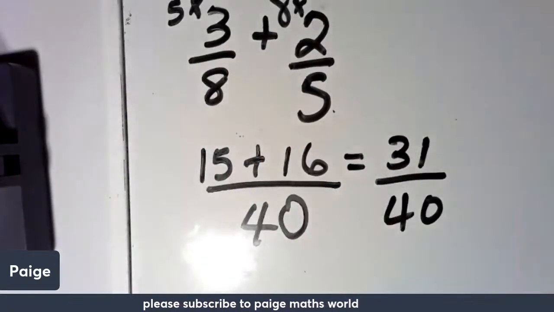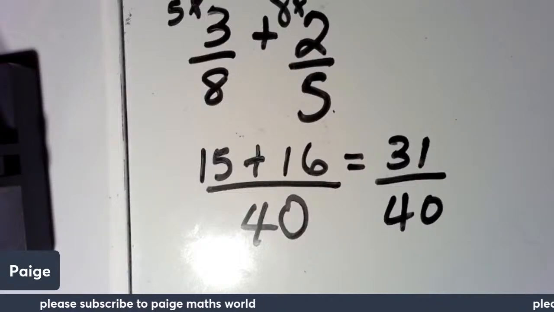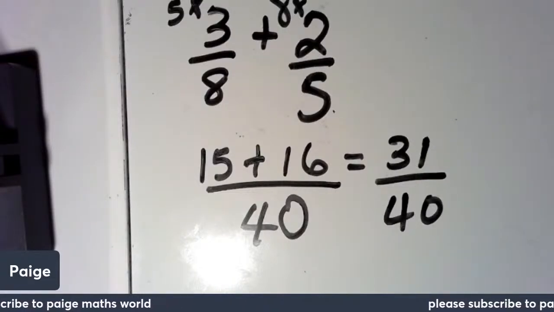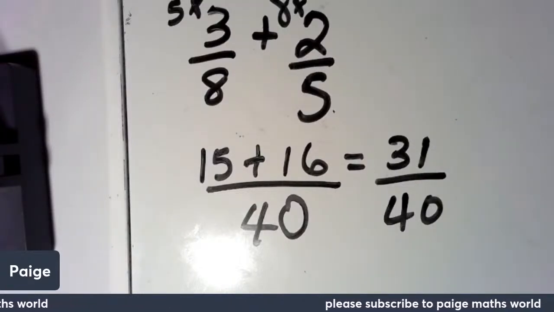So who is right? Who is correct? As usual, Nika the bright head. Okay. So yes, it's 31 over 40.